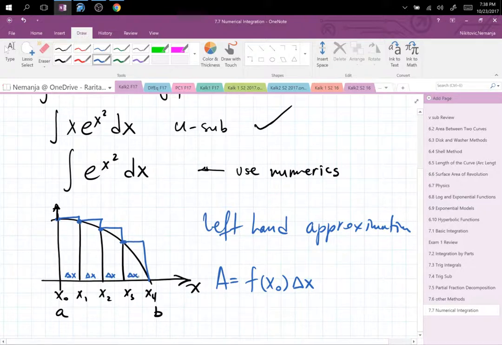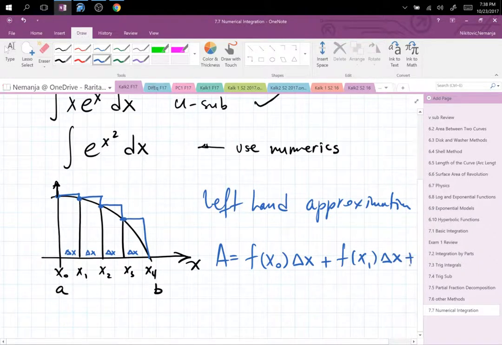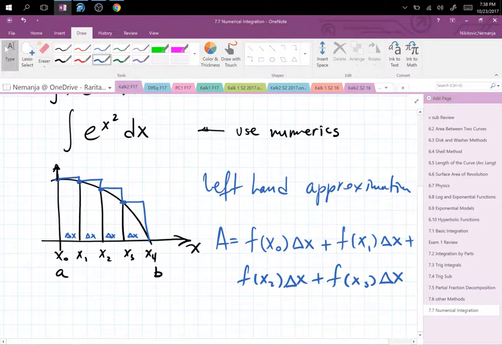You get that as, we'll write it, plus f of x1 times delta x plus f of x2 times delta x plus f of x3 times delta x. And this delta x is defined as b minus a over n. N is the number of rectangles.